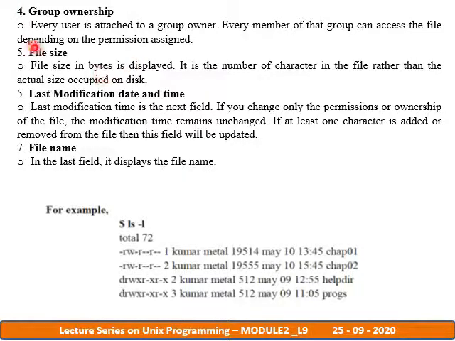Next, the fifth attribute is related to the file size. When the file is created, the file size will normally be allocated in terms of bytes. So when you list all the files, the file size attribute will be displayed in terms of bytes. It is normally the number of characters in the file rather than the actual size occupied on the disk. In a Windows system, by contrast, the actual size occupied on the disk gets displayed.